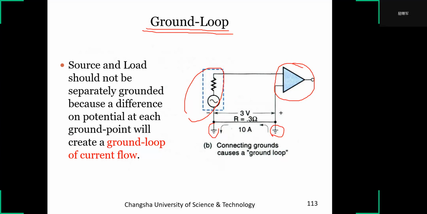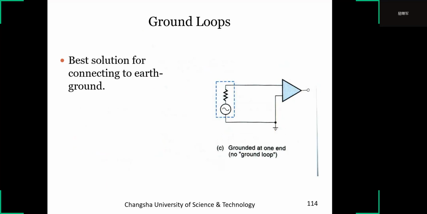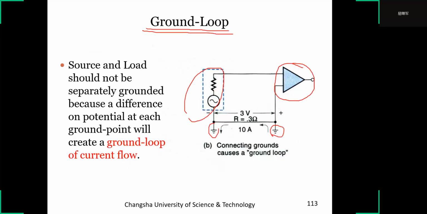So we need to connect the two ground points together. The best solution for connecting to ground earth is one end grounded at one end. No ground loop. There is a ground loop.